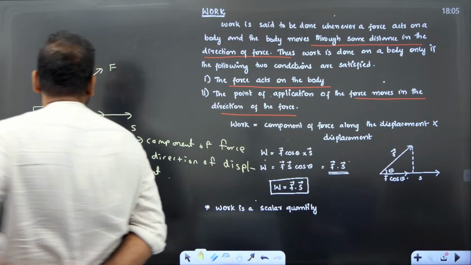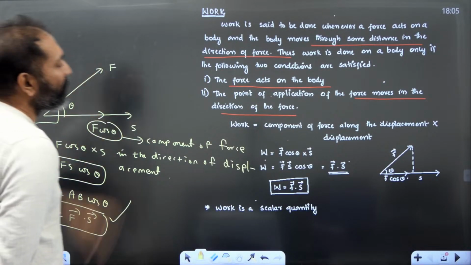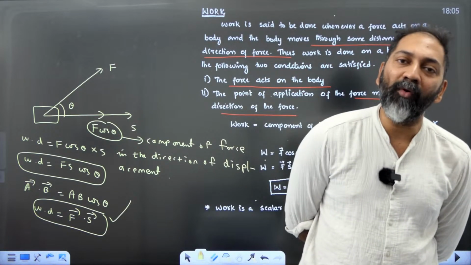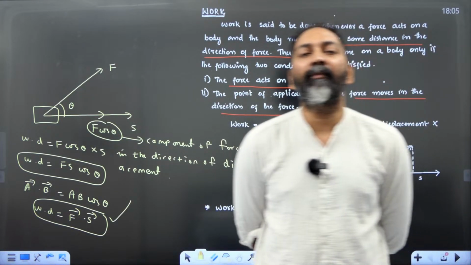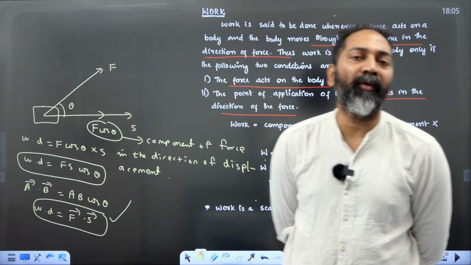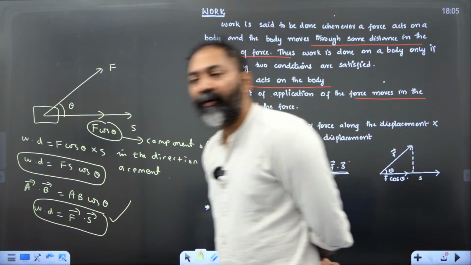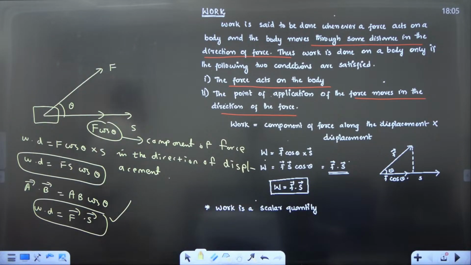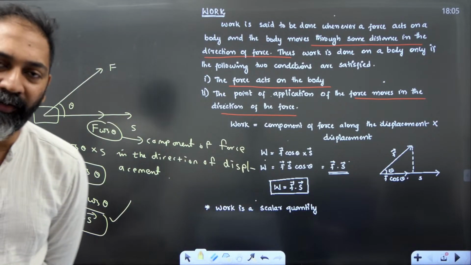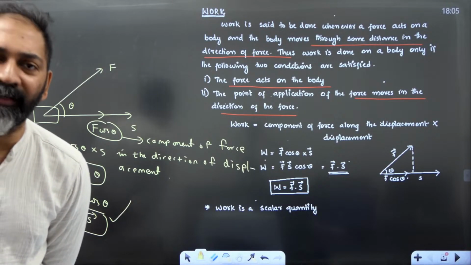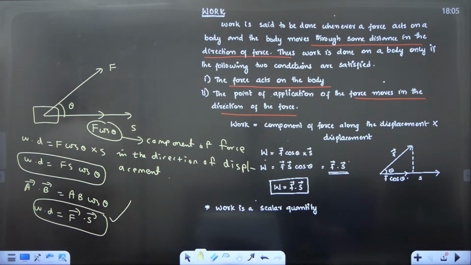So here, even though I am applying a force F, only the cos component of force is available for work done. The sin component is not contributing to the work done, because only the cos component acts in the direction of displacement. So what is work done? It is a product of the component of force in the direction of displacement with the displacement. Note it down.